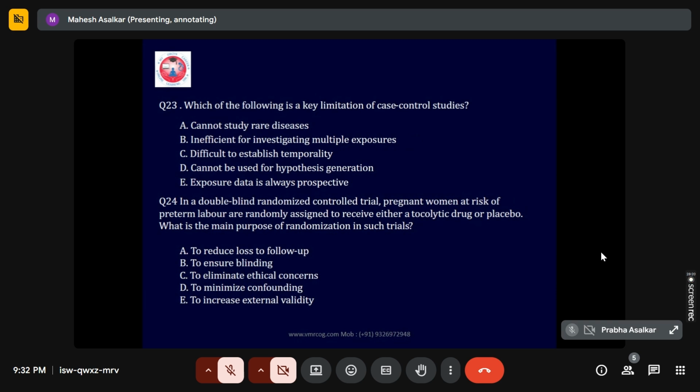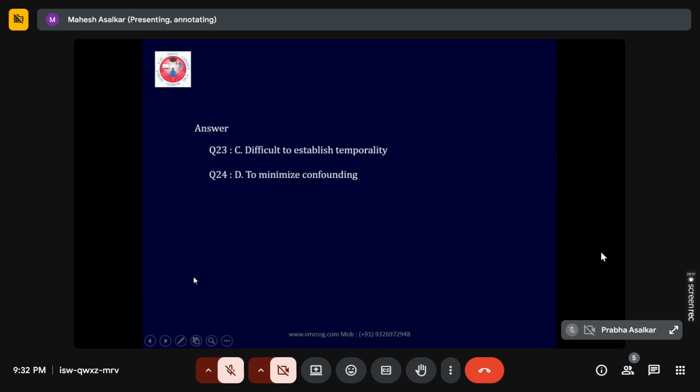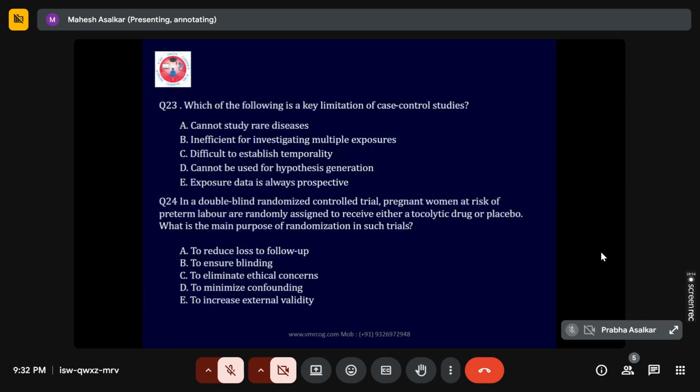In a double-blind randomized control trial, pregnant women at risk of preterm labor are randomly assigned to receive either a tocolytic drug or placebo. What is the main purpose of randomization here? When you randomize, what happens? There is no bias; actually, instead of bias, the confounding factors will get diluted. But sir, they have not mentioned the high risk factor, whether it is common or something like that.